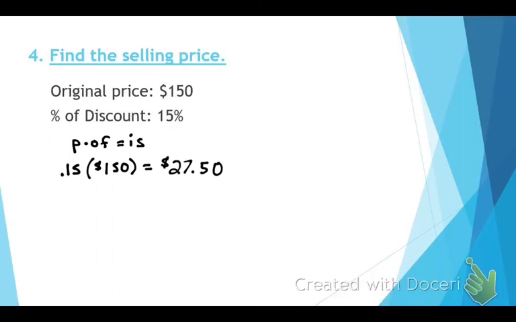Okay, $22.50. All right. Do you think that it would make sense for something to originally be $150, them to take 15% off, and the final answer of their selling price to be $22.50? No. Okay, that would be way too small. They're only taking 15% off. So guess what? This would be $22.50 off the regular price. Okay.